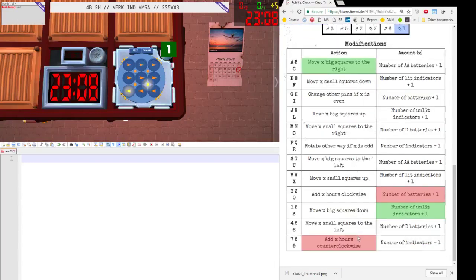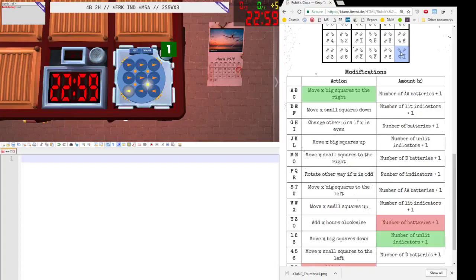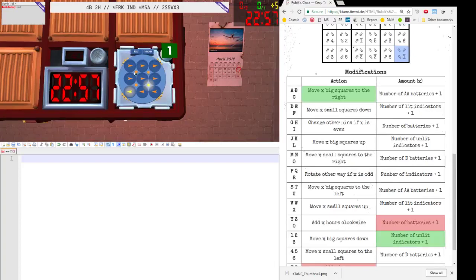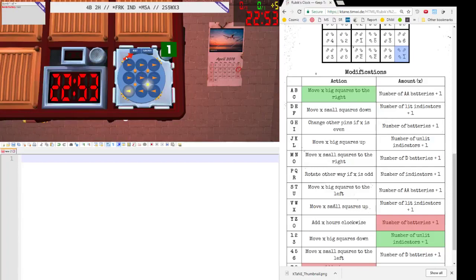And then x hours counterclockwise, where x is 5. So we're going to add 5 hours counterclockwise. So top left, top right. Move the top left. We were going 1 counterclockwise. We're adding 5 to that. Go 6 counterclockwise. 1, 2, 3, 4, 5, 6. Thing moved. Turn over for the last stage.